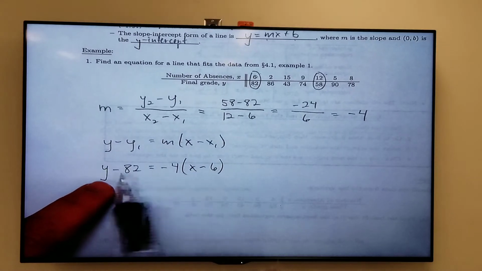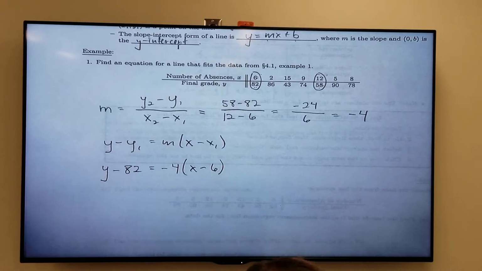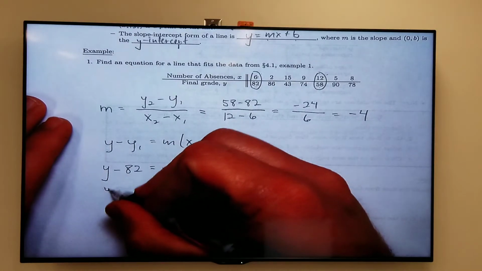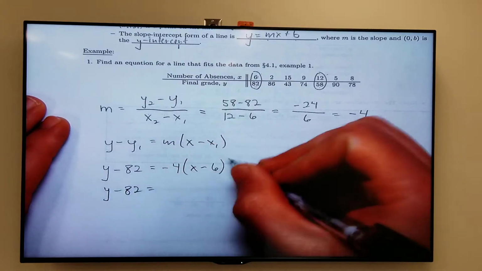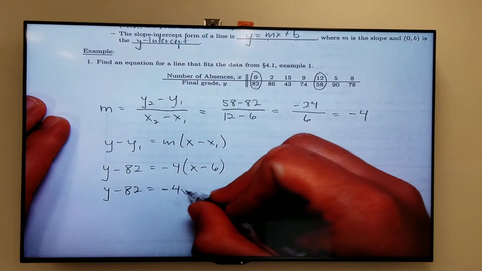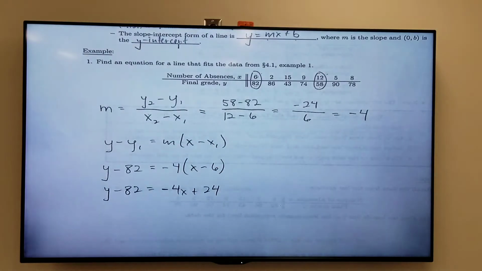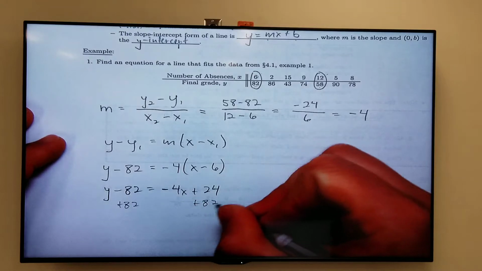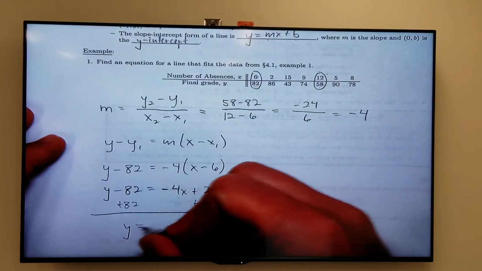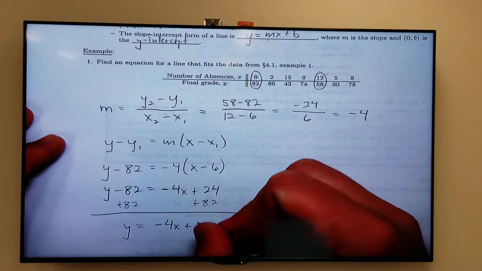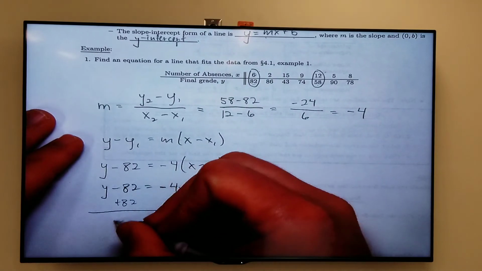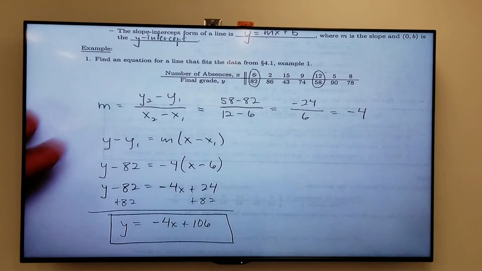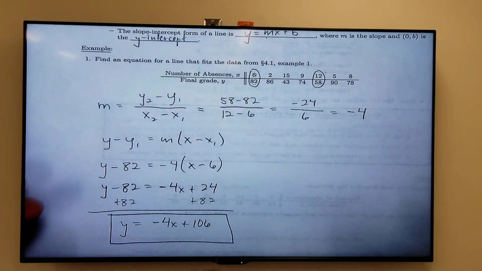And then what I want to do is simplify this and solve for y so that it's in slope-intercept form. So I'm going to say y minus 82. Distribute the negative 4, I get negative 4x plus 24. And then add 82 over to the other side. And I get y equals negative 4x plus 106. And there it is, right? There's the equation for my line.